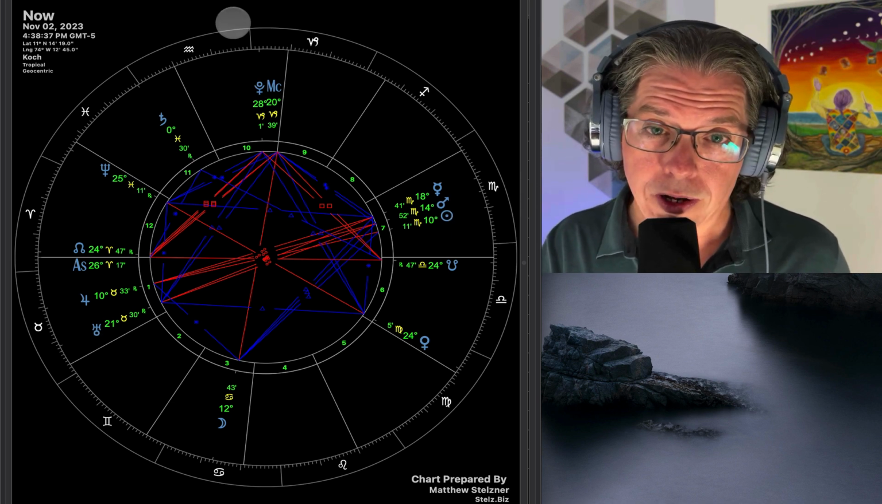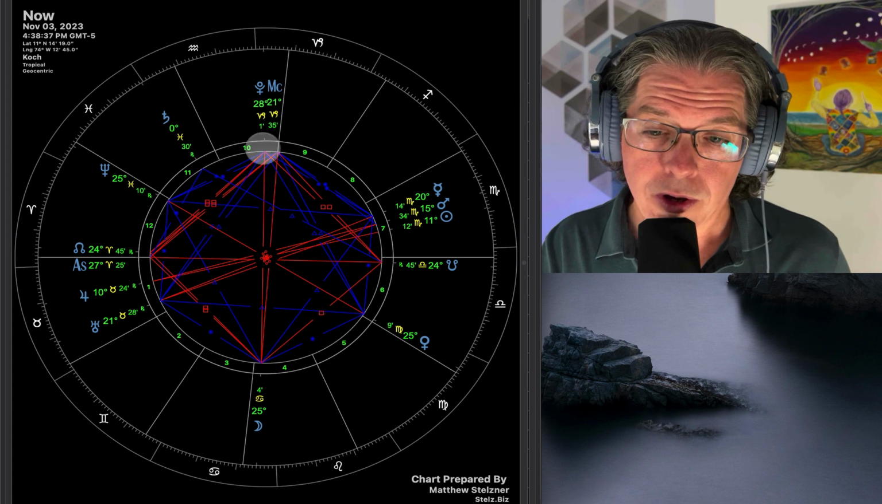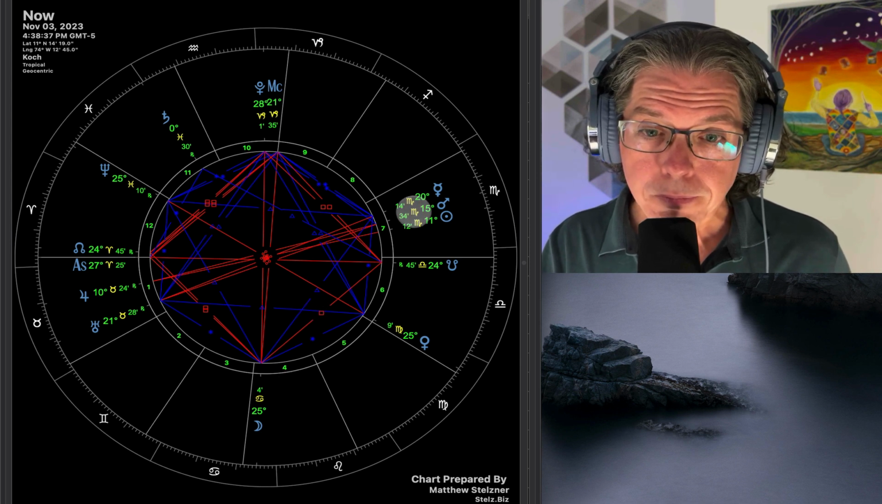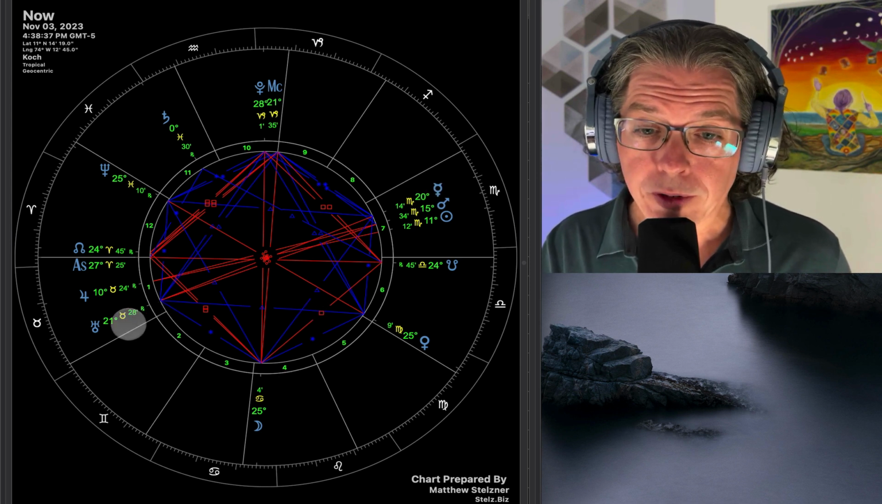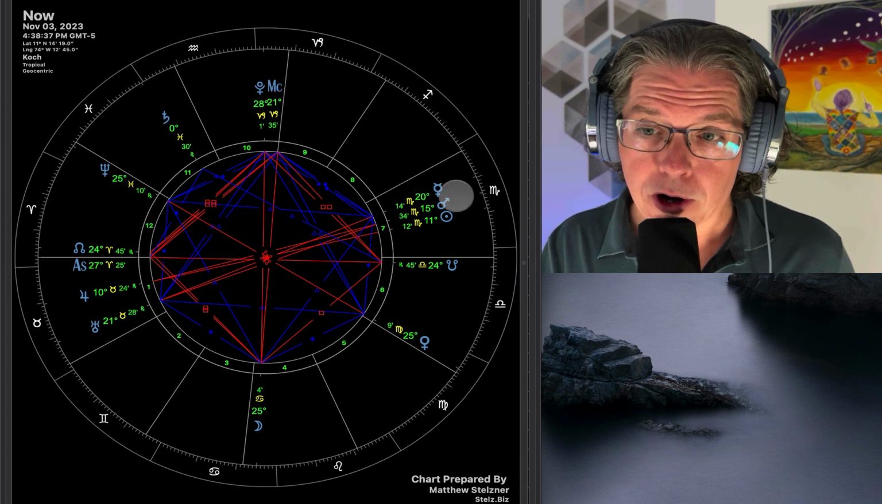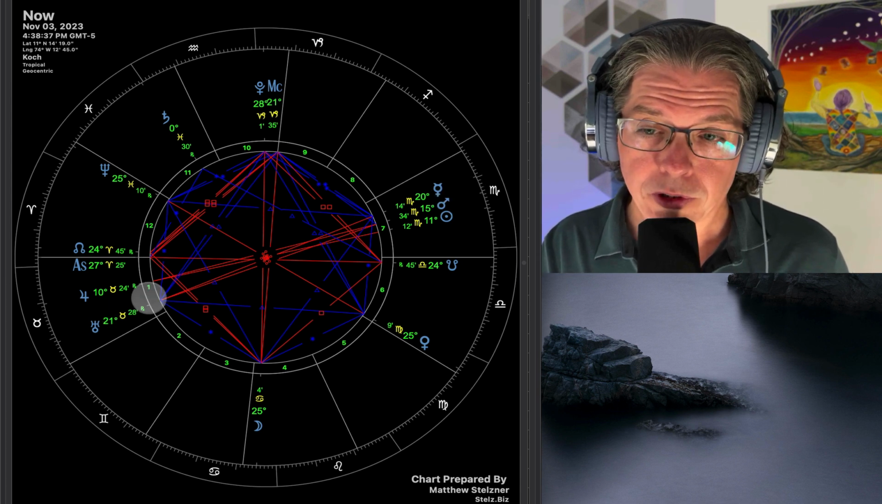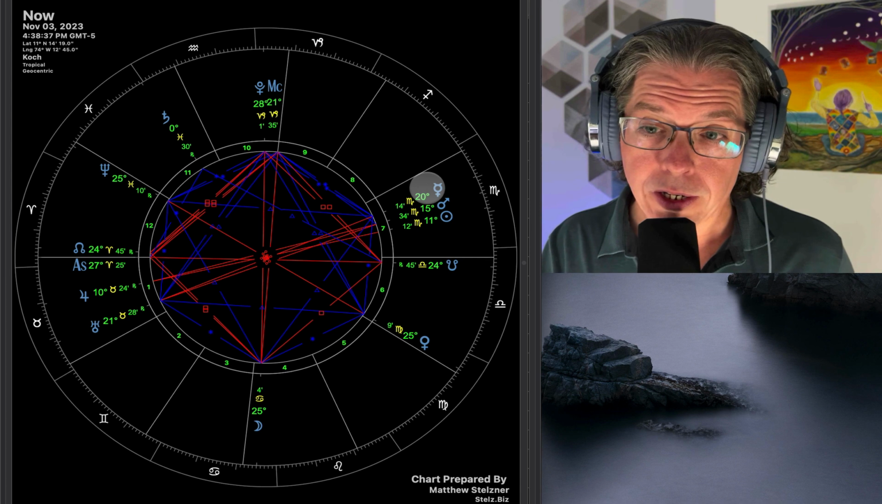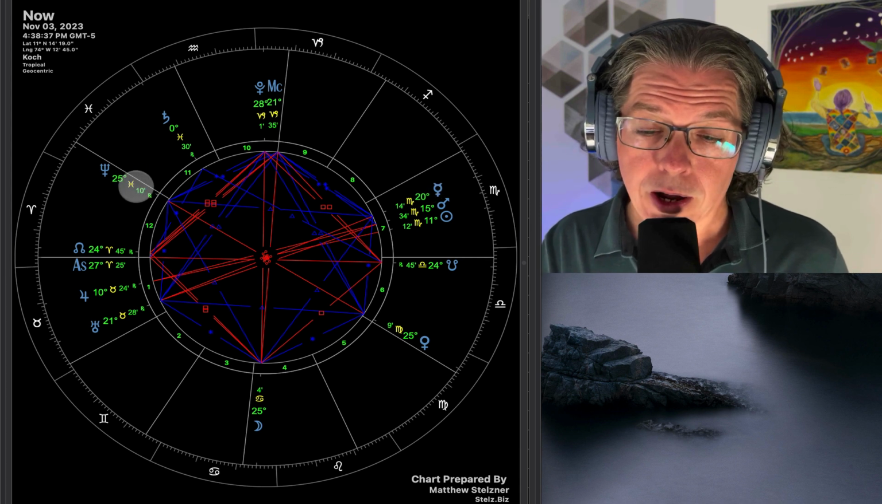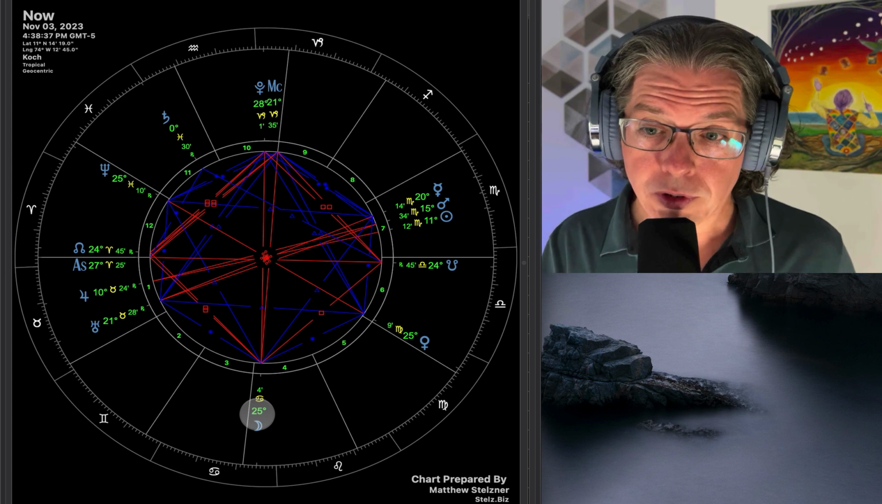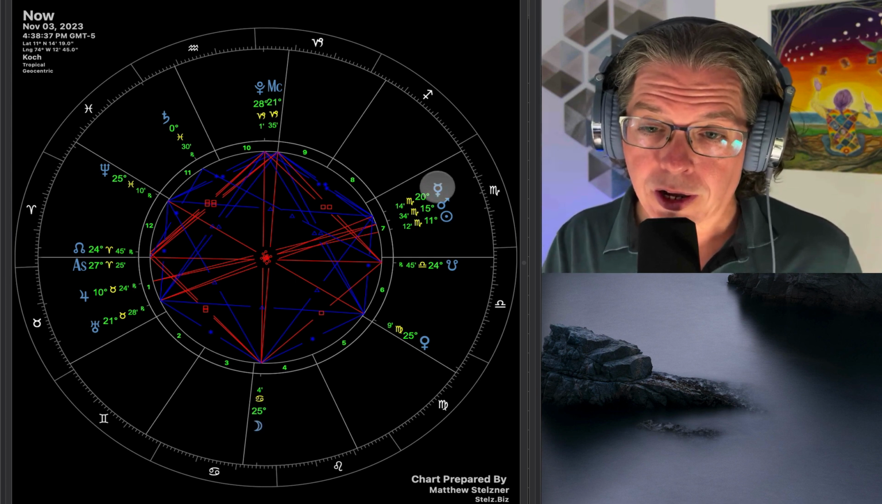And so by the time we get to the 3rd here, Mercury's just 1 degree from opposite Uranus. Mars is 6 degrees from opposite Uranus. Mercury is 5 degrees trine to Neptune, 5 degrees trine to the moon. And so that's another kite.